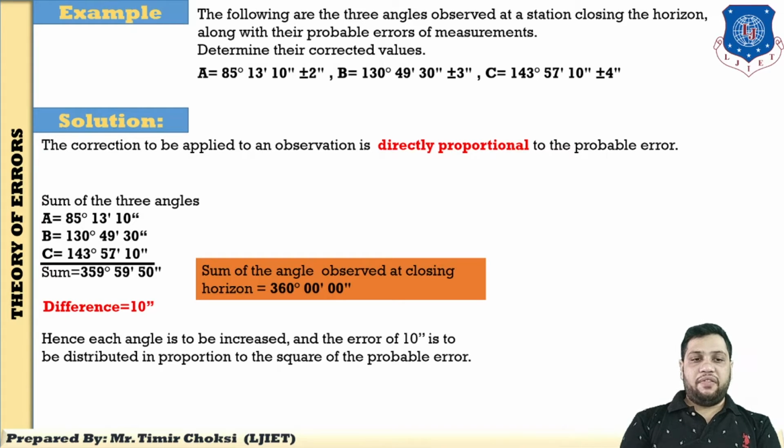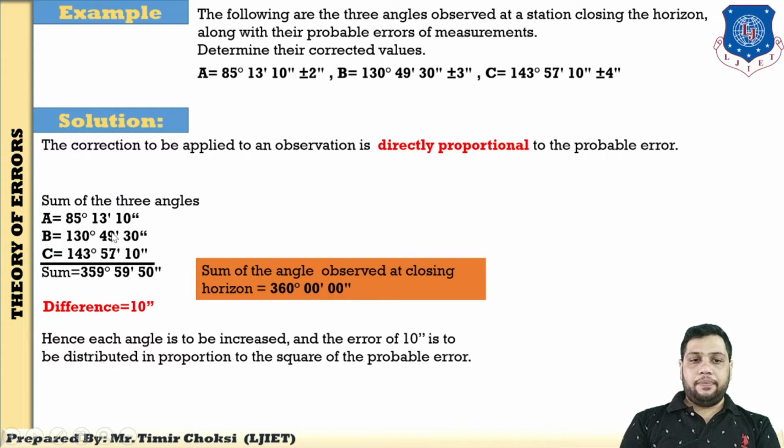Now you know that first you have to decide which rule is used in this example. The second rule is used because the probable error is given. So the correction to be applied to an observation is directly proportional to the probable error. Now, first step: the sum of the three angles.